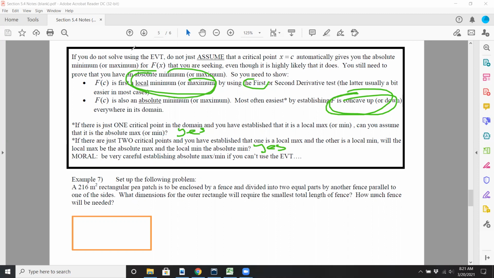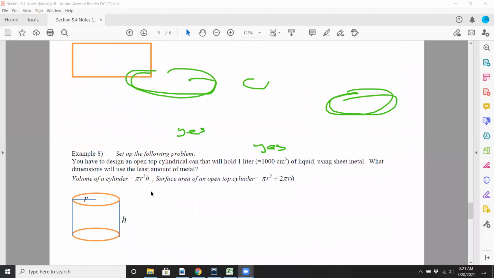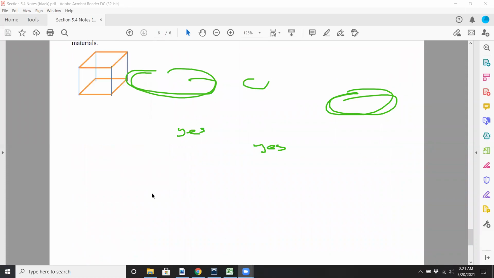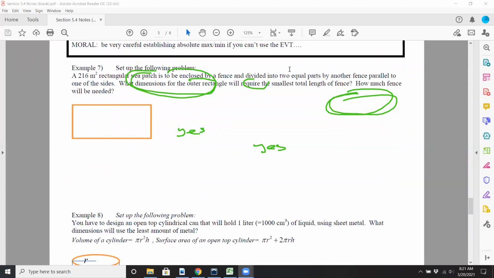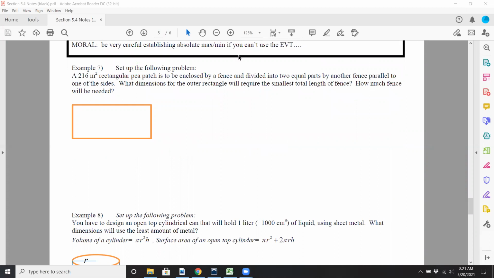So here we're just going to set up examples 7, 8, and 9, and then we'll end the lesson here. In this case, you have a rectangular pea patch, so you're growing peas, 216 square meters, divided into 2 equal parts by another fence parallel. What dimensions for the outer rectangle will require the smallest total length of fence?